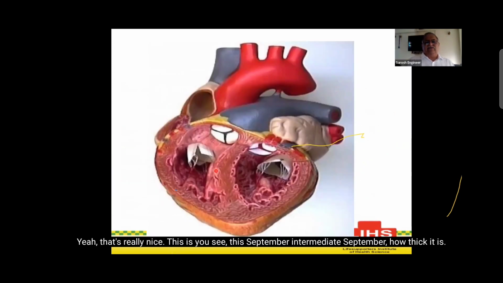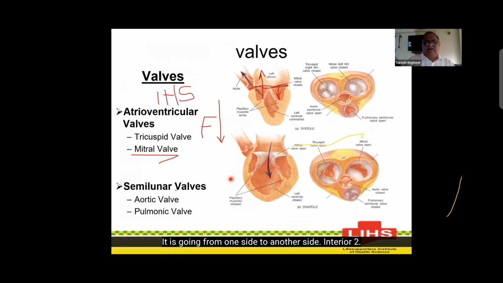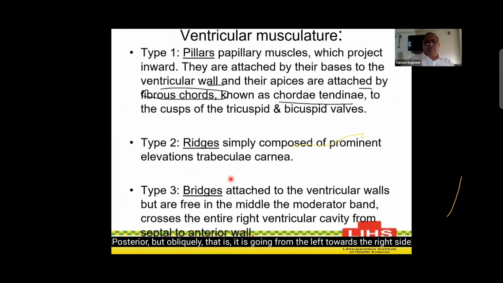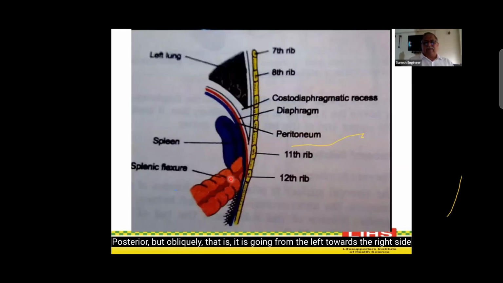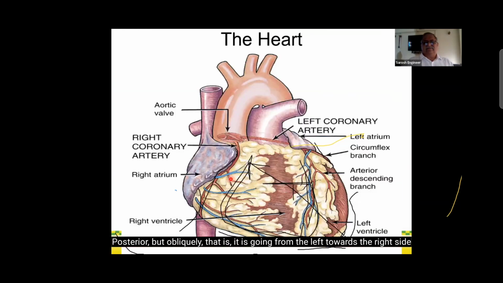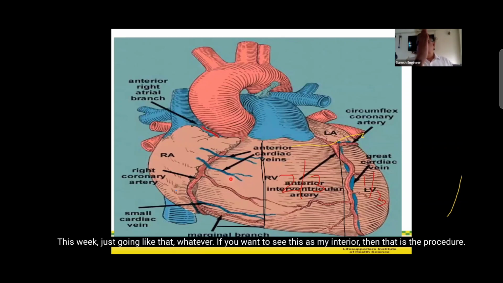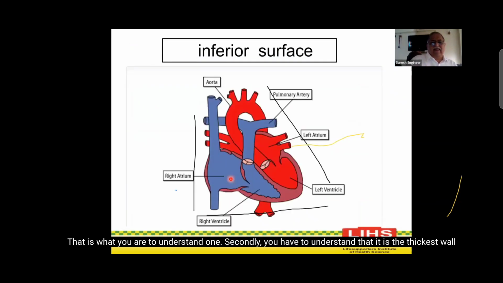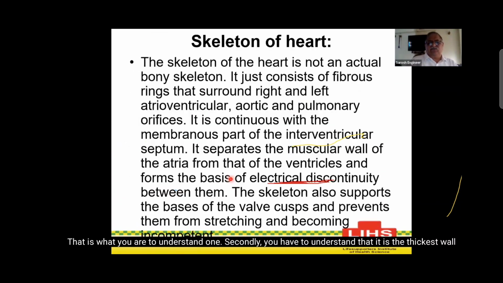That's very nice. You see this interventricular septum, how thick it is. It is going from one side to the other, anterior to posterior, but obliquely, from the left towards the right side. If you see this as my anterior, then that is the posterior. It is not in the same straight line. Anteroposteriorly, it is lying obliquely. That is what you have to understand. Secondly, you have to understand that it is the thickest wall.